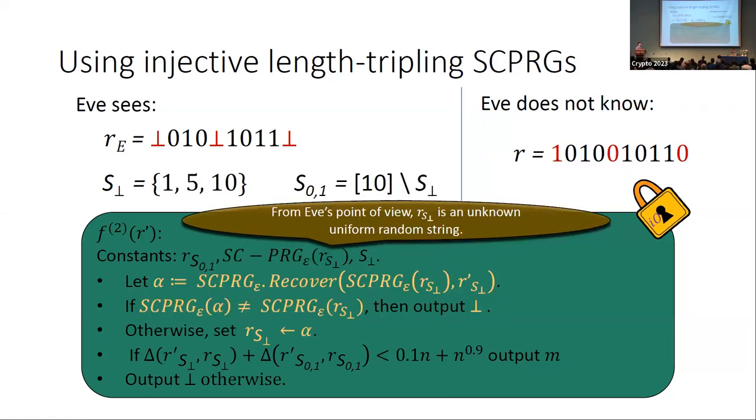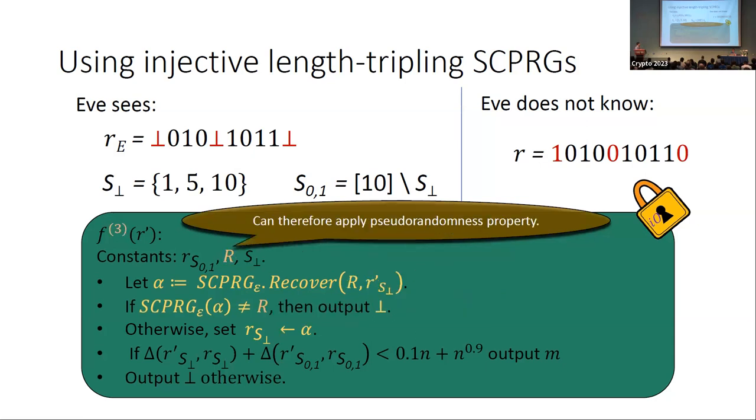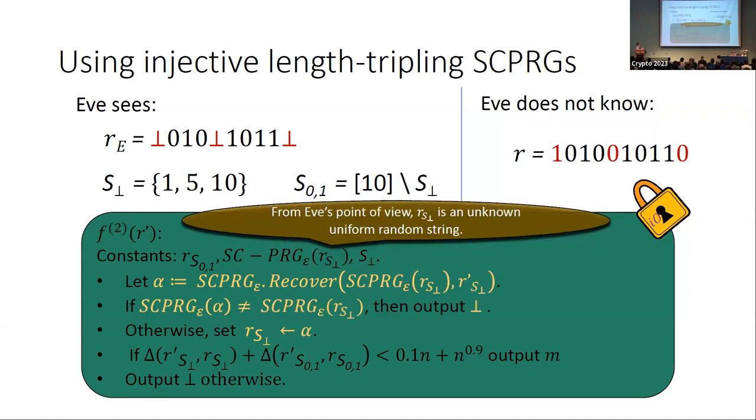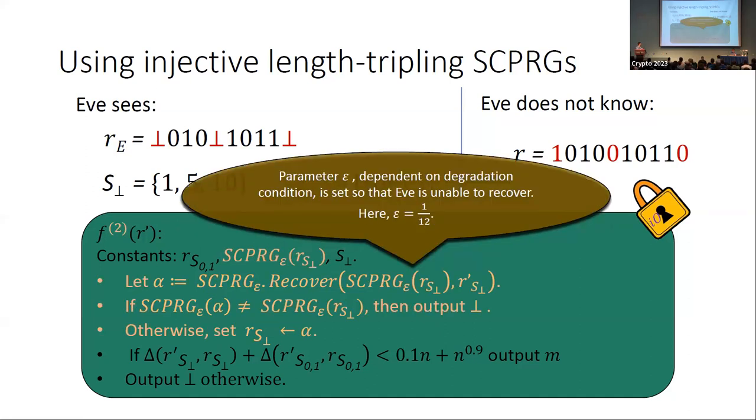And just observe that from Eve's point of view, R S bot is an unknown uniform random string. So the PRG input is uniform random from Eve's point of view. And therefore, we can apply the pseudorandomness property. I guess I should go over the circuit real quick. What does the circuit do? The circuit will just attempt to recover the seed. And if it recovers the seed, it can check by just checking relative to this hard-coded PRG output. And if it doesn't recover the correct PRG output, the function outputs bot. But if it does recover the correct PRG seed, then just proceed by the original functionality.